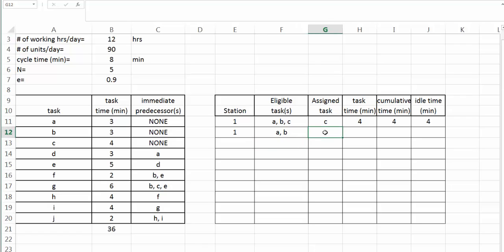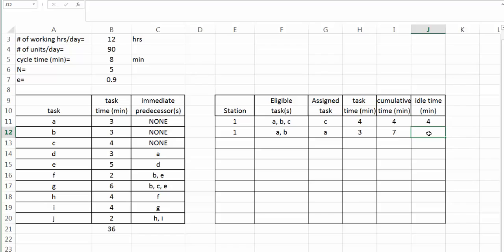Well, between A and B, let's take a look. Each of them takes 3 minutes. In this case, it makes no difference whether we assign A or B. But let's go with A. And if you put down B over here, that's also correct. A takes 3 minutes. The cumulative time will be 4 plus 3, 7 minutes, because both tasks C and A are assigned to workstation one.